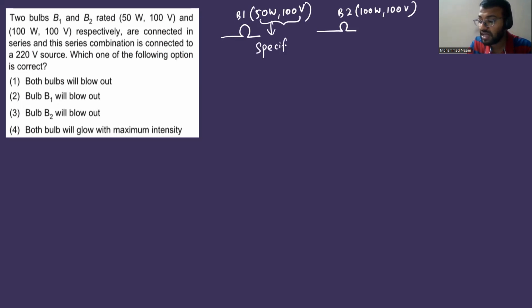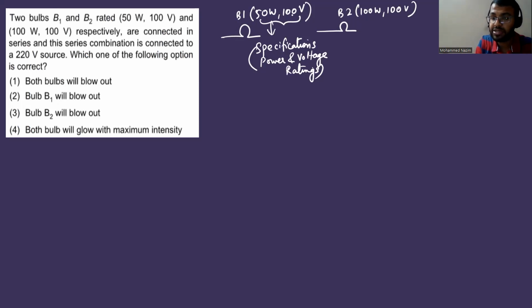Almost every electronic gadget has specifications mentioned, given in terms of power and voltage, which are also called power and voltage ratings. It basically means the bulb can consume a maximum power of 50 watt, and the maximum voltage that can be dropped across the bulb is 100 volt. If it is more than 100 volt, then the bulb is going to fuse out. If there is no fuse, then the bulb will burn out. The voltage drop across this bulb cannot be more than 100 volt.